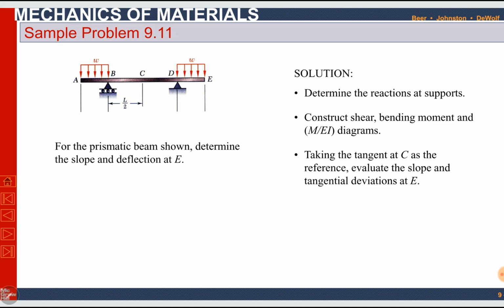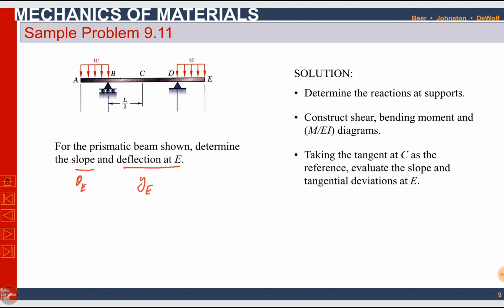This is sample problem 9.11. For the prismatic beam shown, determine the slope and deflection at point E. Slope at point E is theta E. Deflection at point E is YE. We will apply these moment area theorems to calculate the slope and deflection at point E.